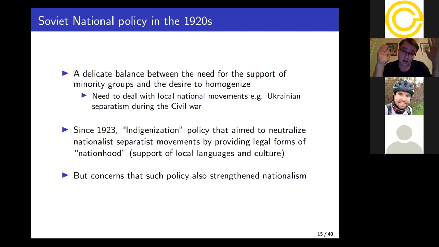Ukraine was one of the most problematic areas in this respect, as the civil war made it clear. So in 1923, so-called indigenization policy was put into operation. And this policy aimed to neutralize nationalist separatist movements by providing legal forms of nationhood. And also this policy supported local languages, culture, and so on and so forth. But the Bolsheviks all the time had concerns that such policy would also strengthen nationalism.